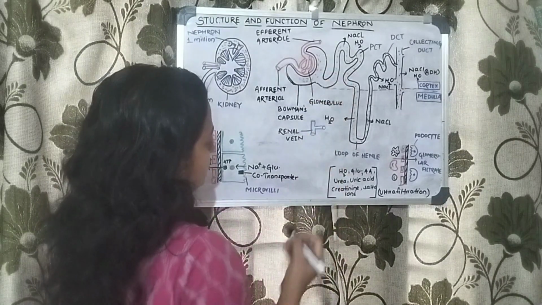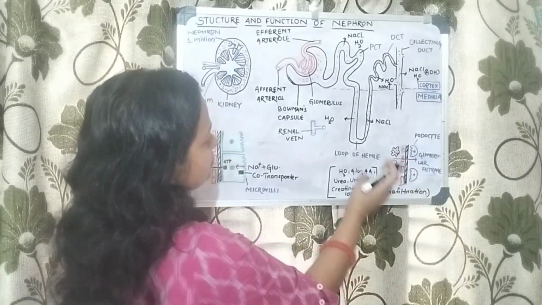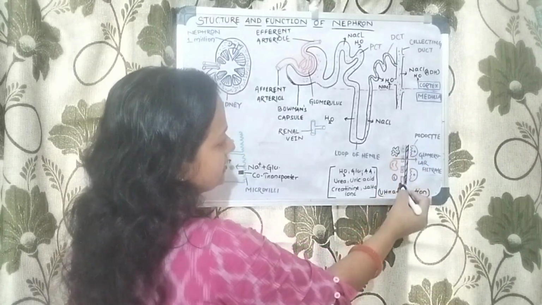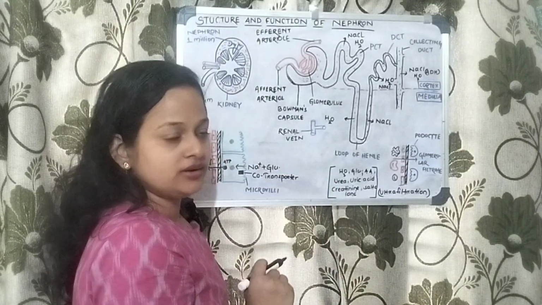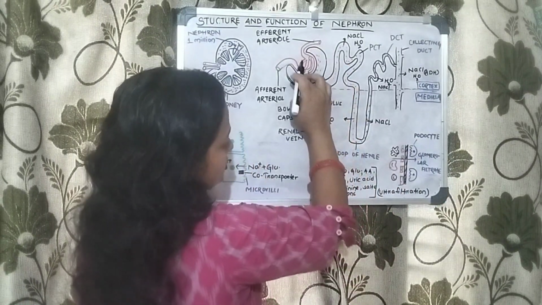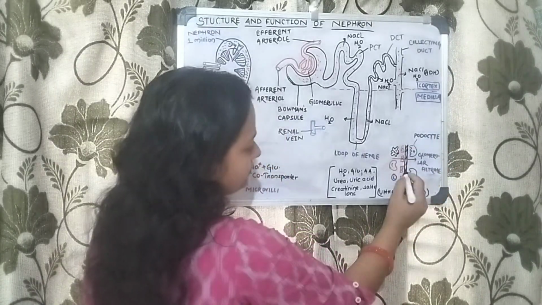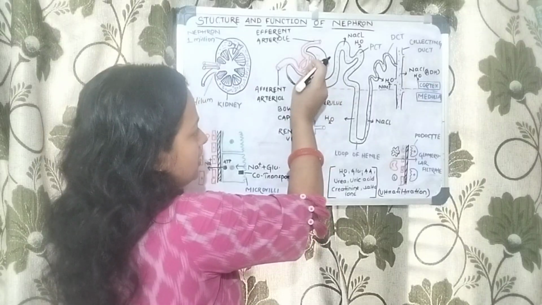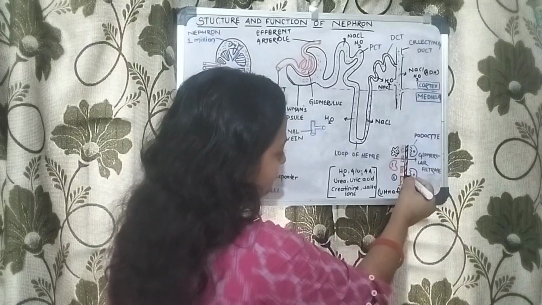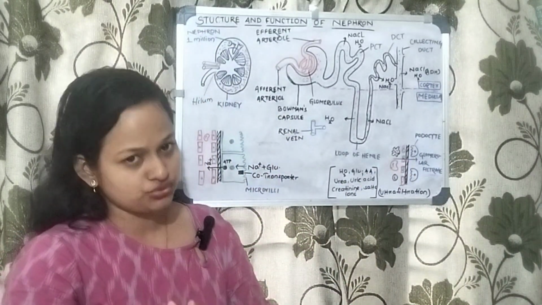If we see the structure of this Bowman's capsule and glomerulus, you can see here, these are the blood capillaries of the afferent arteriole, and this is the Bowman's capsule part, and this is the lumen, and there is a basement membrane present in between the afferent arteriole and the Bowman's capsule, and this basement membrane acts as a strainer for the ultrafiltration process.